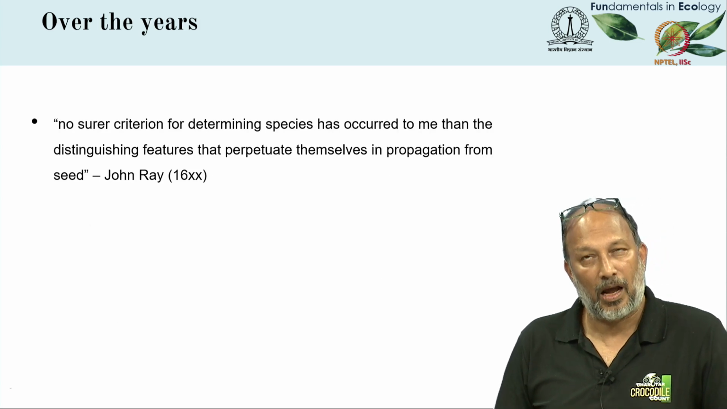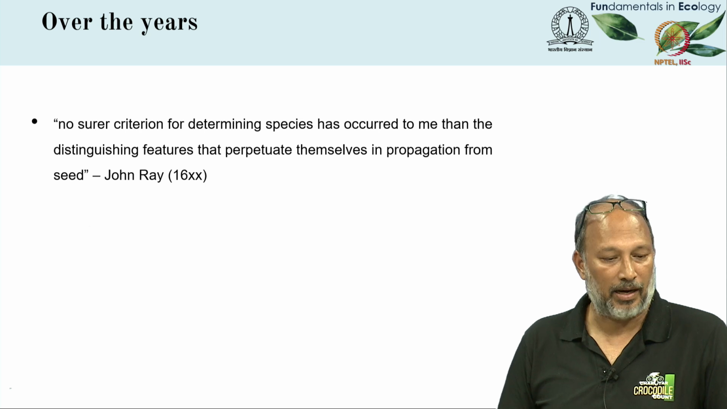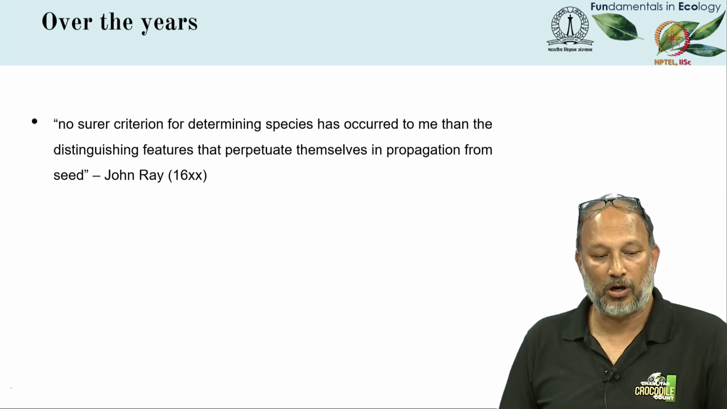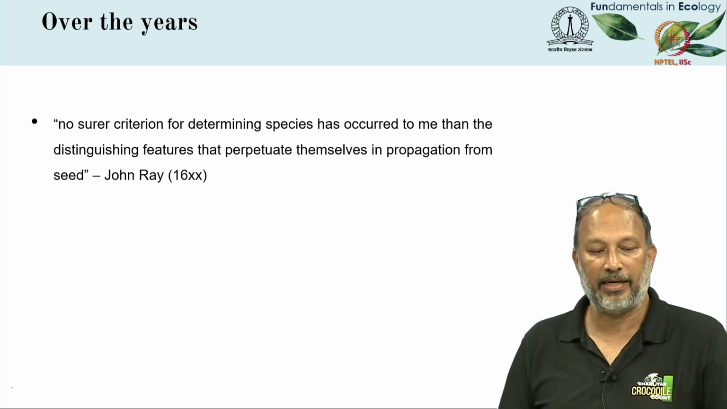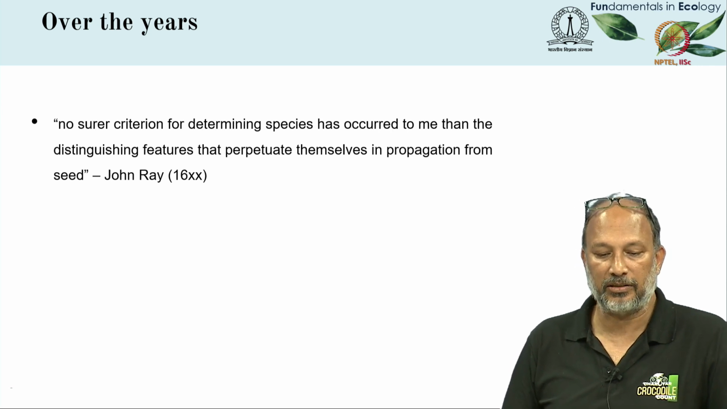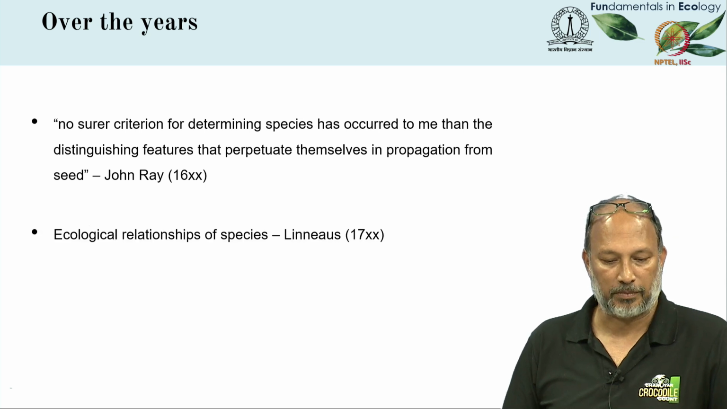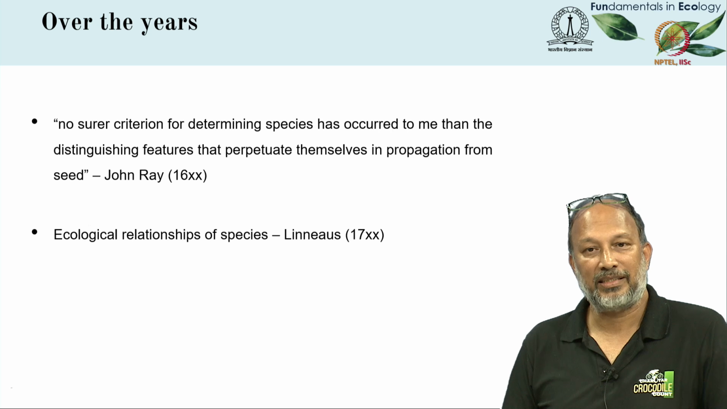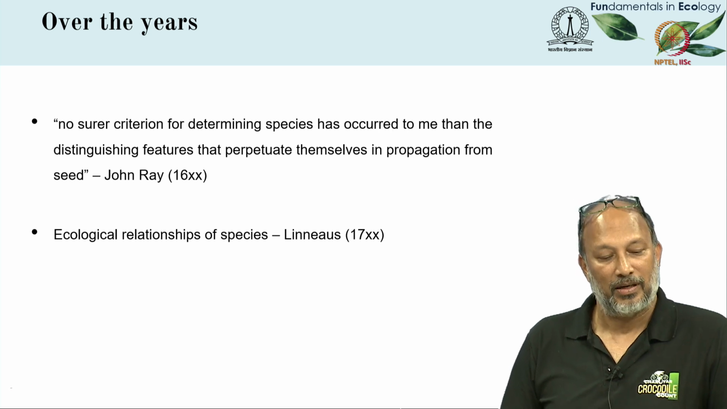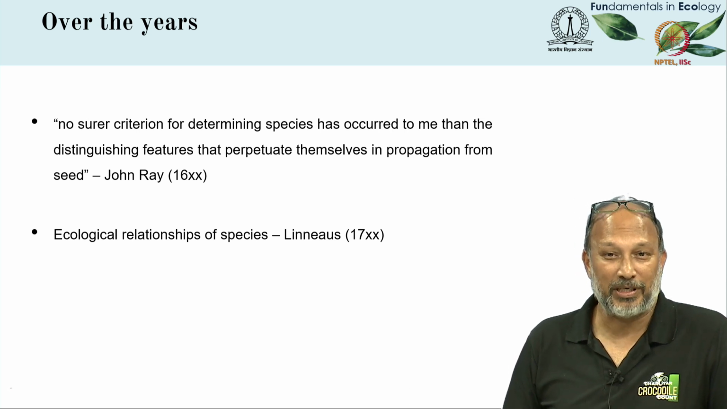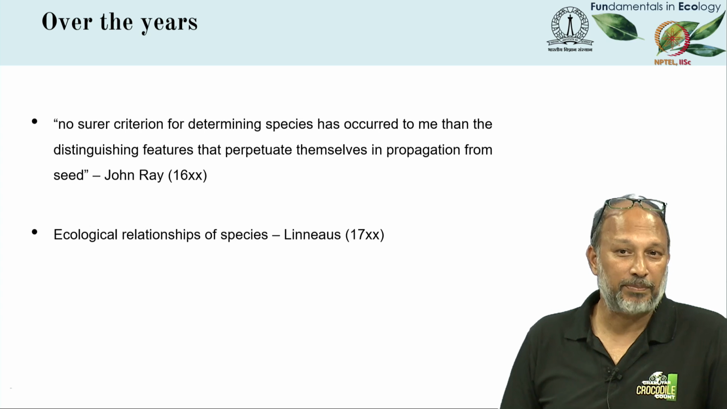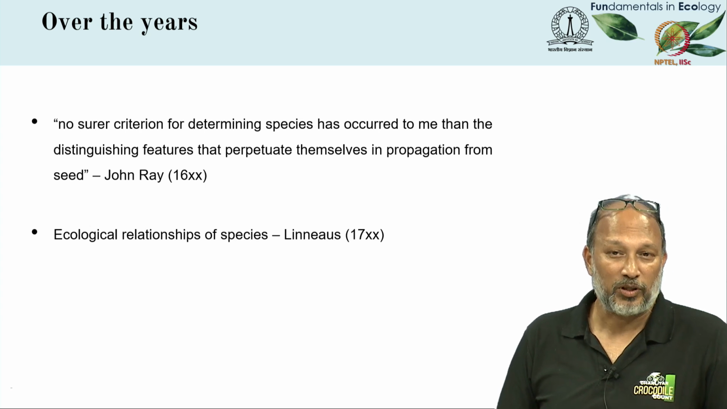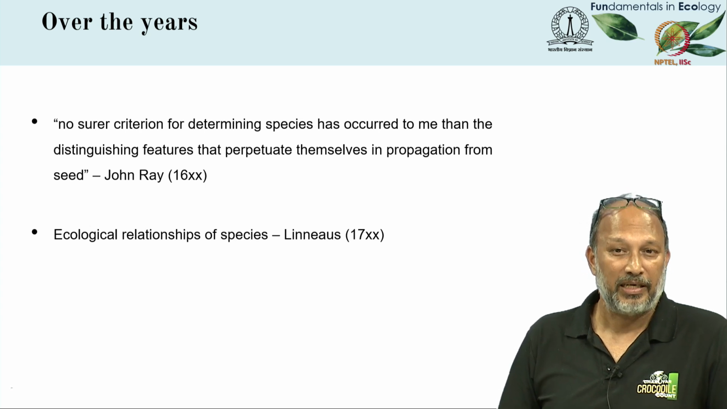Now, how have people understood species? As I mentioned, John Ray in the 1600s had also said that there was no surer criterion than the distinguishing features that perpetuate themselves in propagation, therefore the reproductive characters. Interestingly, Linnaeus in the 1700s had pointed out that each species played a particular ecological role, and this sort of paved the way for thinking about species as ecological units.